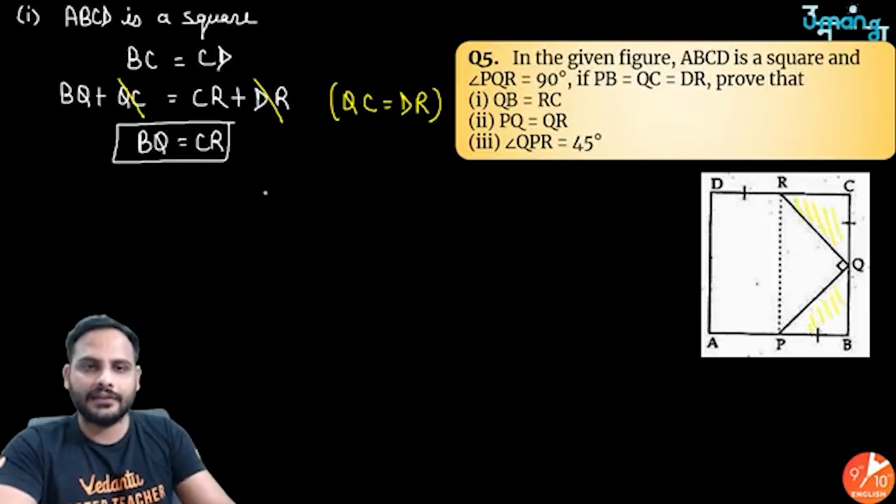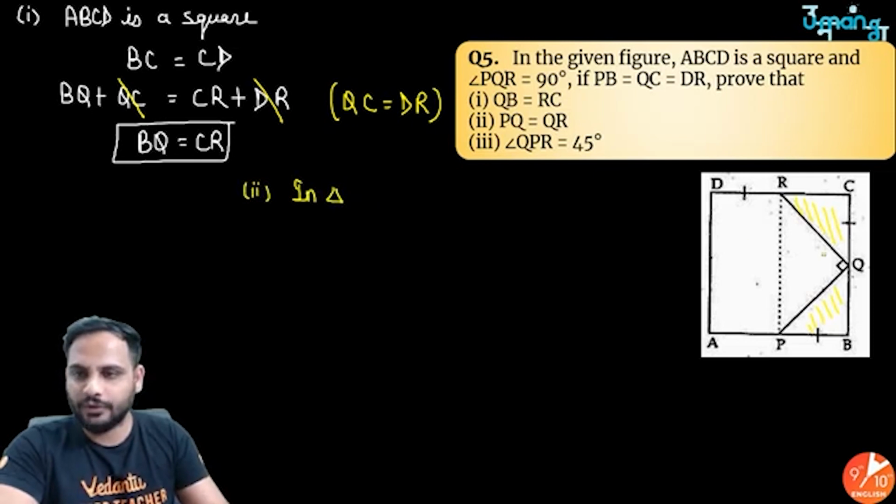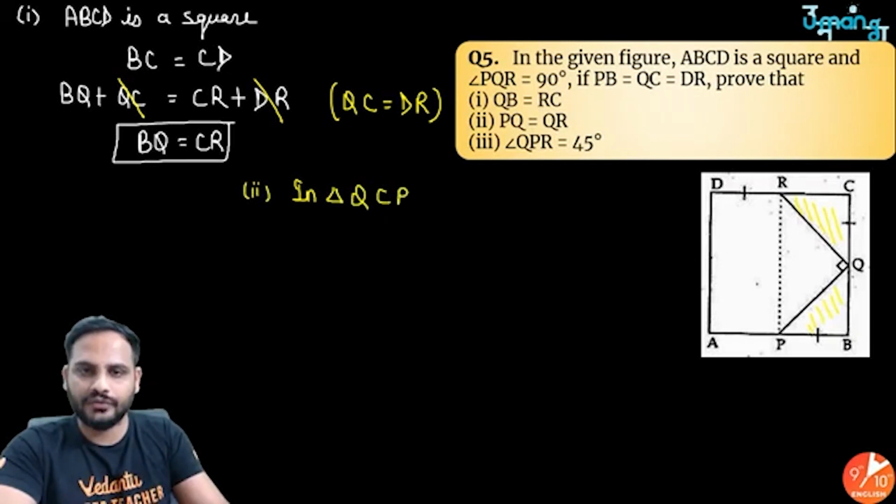Okay, so I can say for the second part, which two triangles am I talking about? In triangle QCR and triangle PBQ. First thing beta, we know PB is equal to CQ.